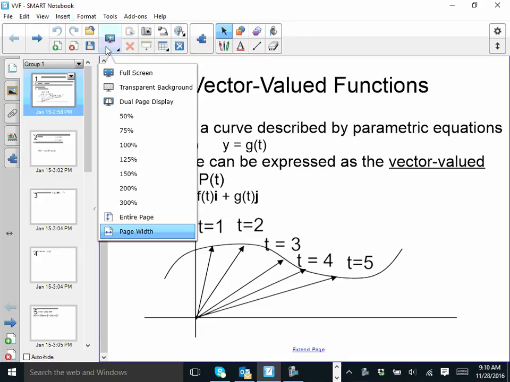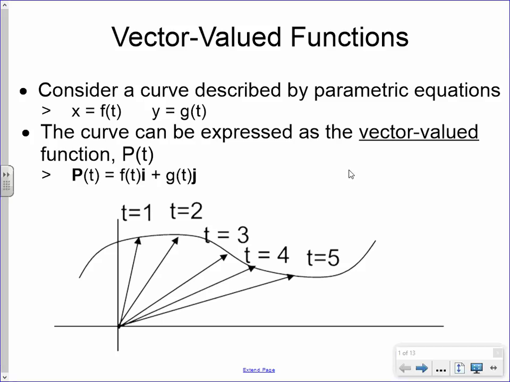A vector valued function is basically our combination of parametric functions and vectors. We basically take the idea of a parametric equation, but we are drawing the curve with vectors.